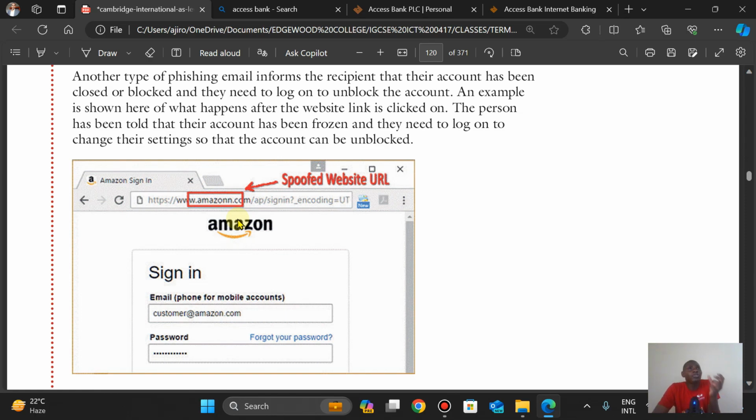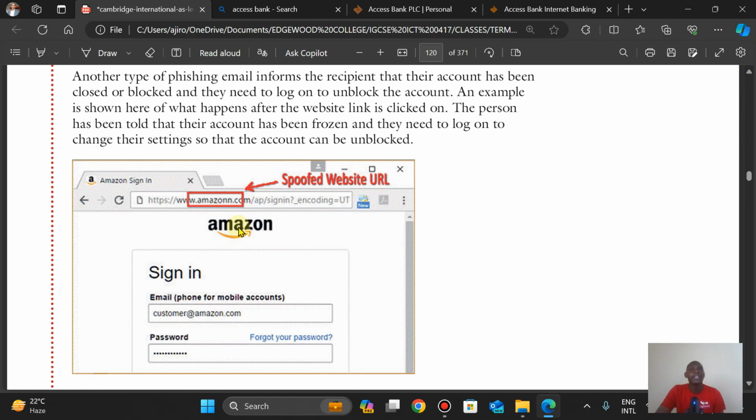So it's important to know this. Here you have your protocol, and here you have the domain name. The domain name is very, very important. This is Amazon. It should be Amazon, not Amazon N. So you have to check it. Sometimes it looks like the website, but the URL is different. Sometimes they tell you that your account has been blocked and you need to log in to unblock it. Please, always make your findings.